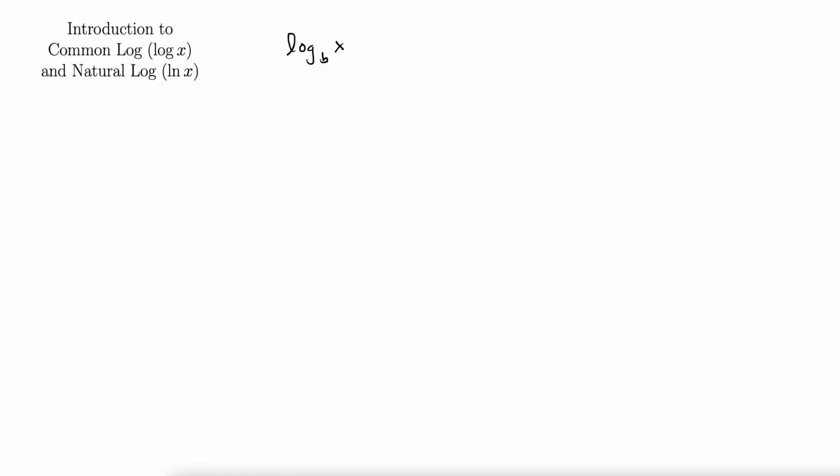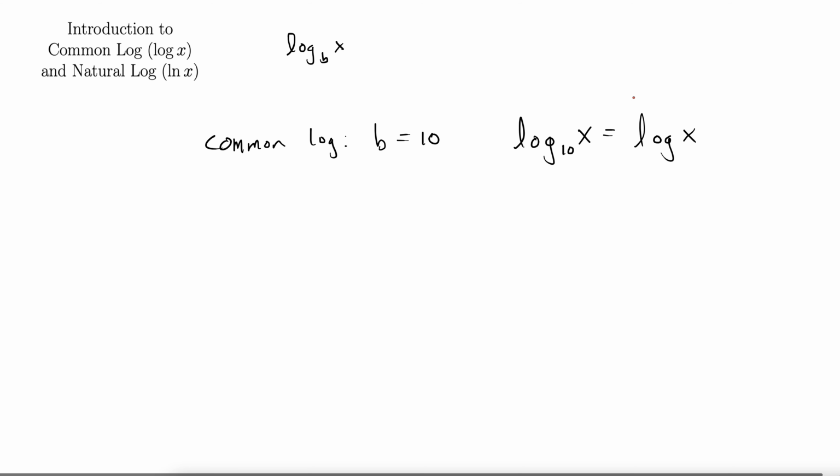So common log is base 10. Okay, common log, b equals 10. All right, and the deal is, you see this so often that rather than writing log base 10 of x, you just drop the 10 altogether and write log of x. So anytime you just see log of x, there's a hidden 10 down here, right? But we don't write it because it's just so common.